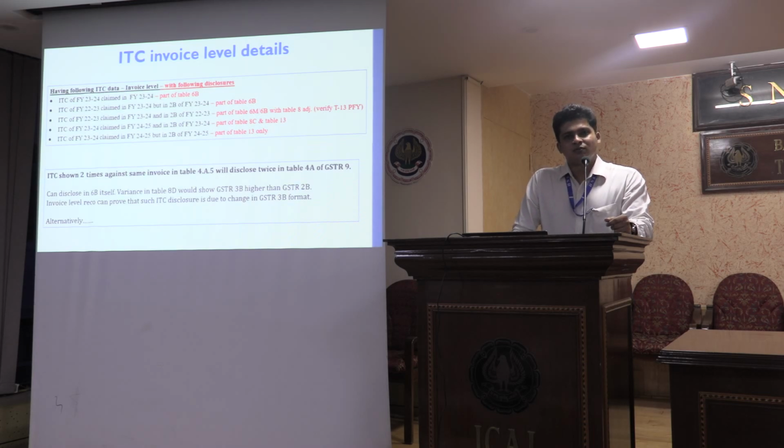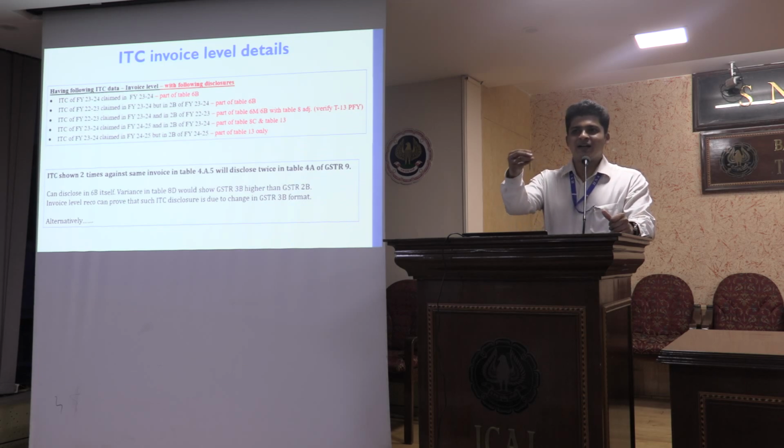Coming to practical disclosure in GSTR 9. How should I bifurcate ITC data for GSTR 9 disclosure? I have given it in a simple manner. ITC of financial year 23-24. When I say of 23-24, I mean in the books of 23-24, which is claimed in the same financial year of 23-24. In this situation, it is also reflecting in 2B of 23-24. I will disclose directly in table 6B.